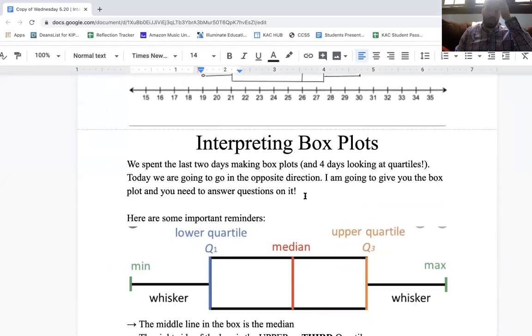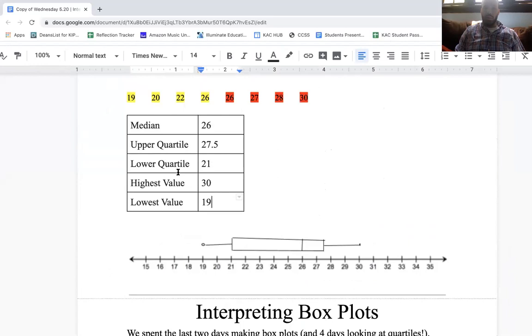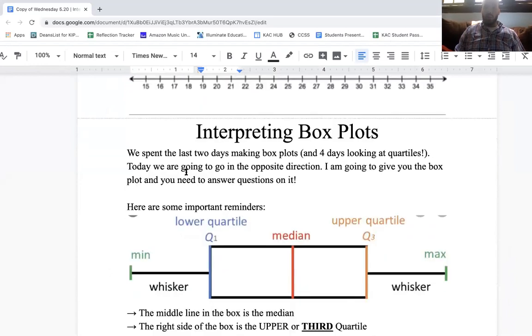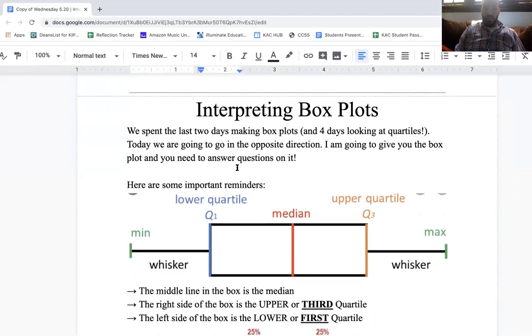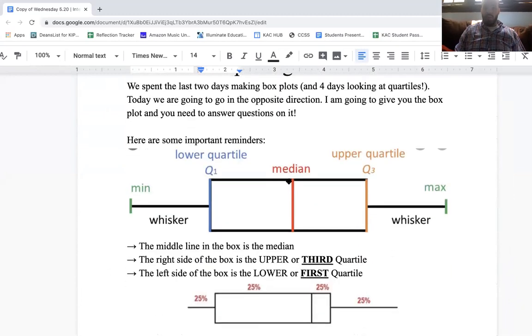Okay. Today we are not creating box plots, although you will do some more of that later this week and next week. We spent the last 2 days making the box plots, and we've now spent 4 days working on median, upper quartile, and lower quartile. Today we're going to go in the opposite direction. I'm going to give you the box plot and you need to answer it. Here's some things we need to remember. Middle line is our median.